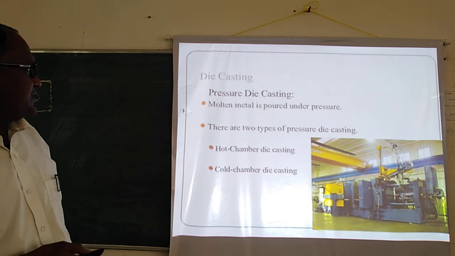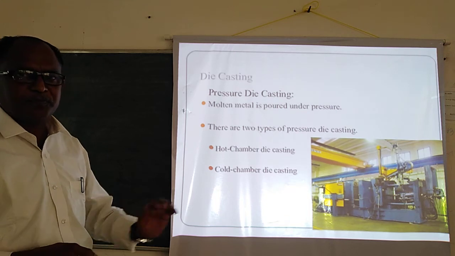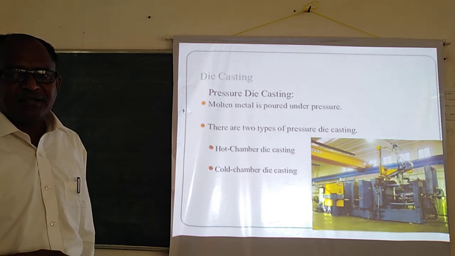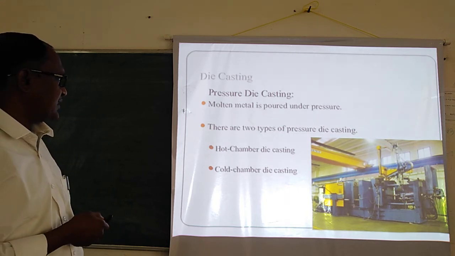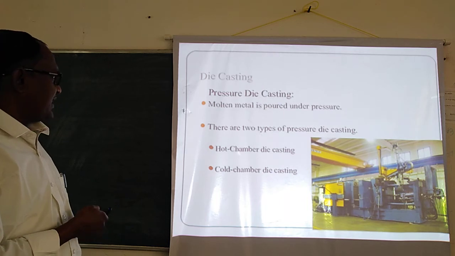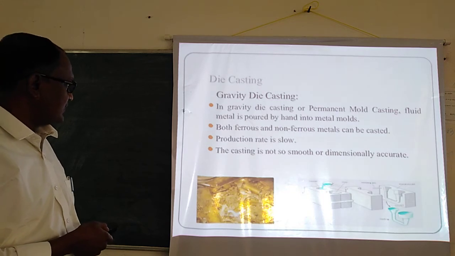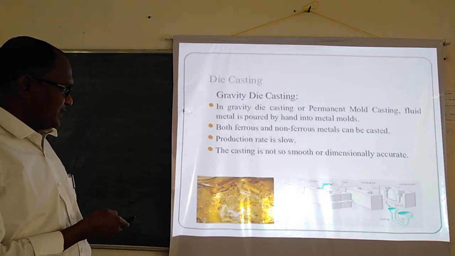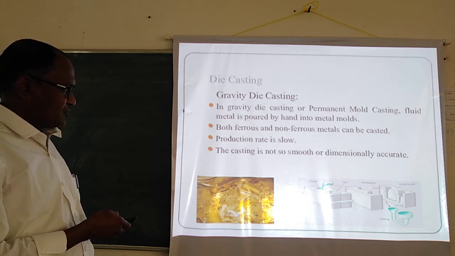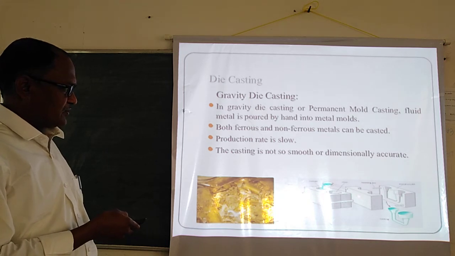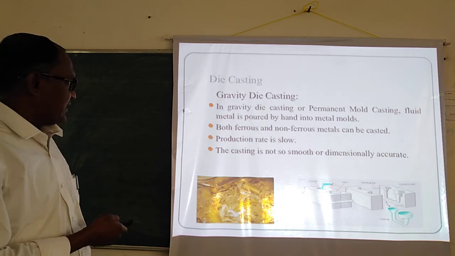Pressure die casting means the molten metal is forced inside the mold cavity by means of pressure. That's why it is called pressure die casting. There are basically two types of pressure die casting: hot chamber die casting and cold chamber die casting. This is also gravity die casting. This is the ladle. Through this ladle you are pouring the molten metal inside, and after solidification and after removing these two boxes you get the casted product at the end. So this is the gravity die casting.